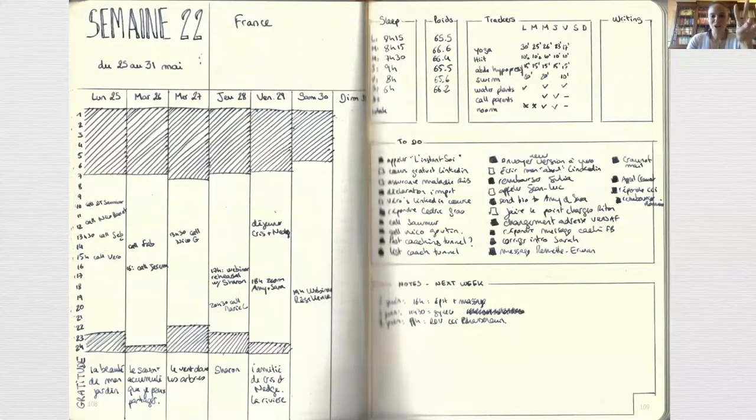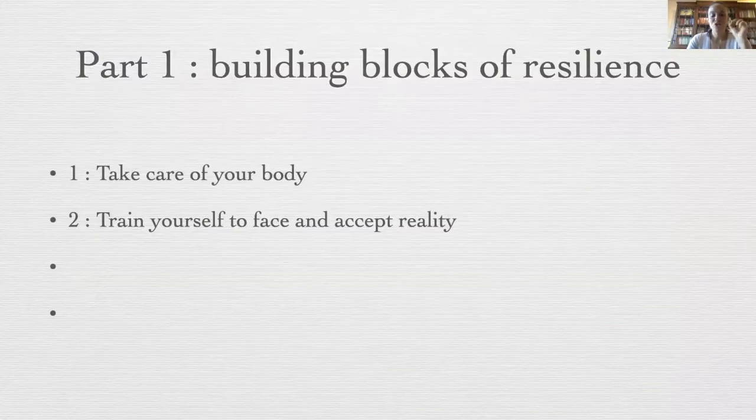Second building block of resilience. Train yourself to face and accept reality. Who amongst you have never lost a loved one, never lost a job, suffered from injury or mental illness, or went through a difficult divorce or a hard heartbreak? If none of those things have ever happened to you, please write the word never in the chat. Yeah, so either nobody's listening to me or it's not a thing.